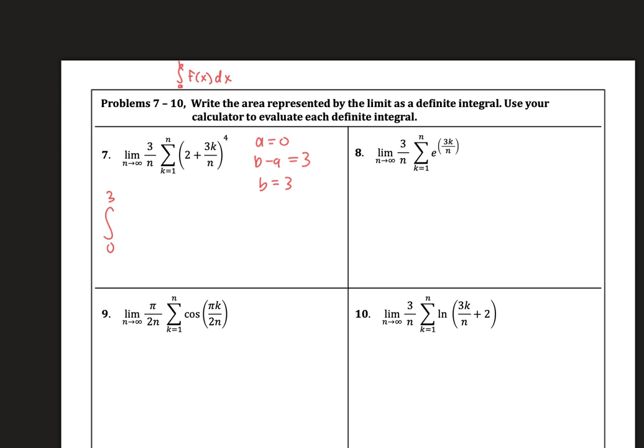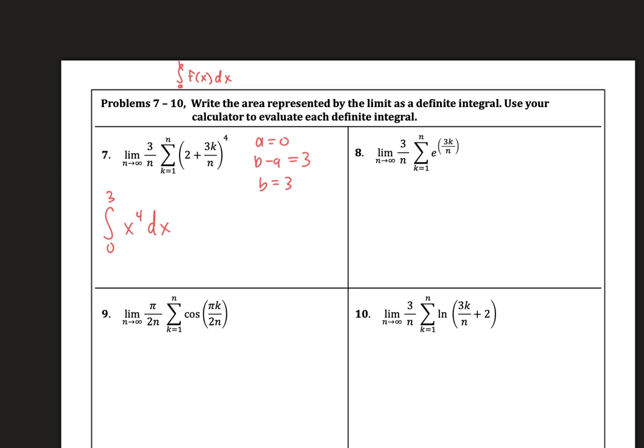And now, just like in the previous ones where you substituted a plus b minus a times k over n for x, now you'll go the other way. Wherever you see a plus b minus a times k over n, replace that with an x. And so that's just x to the 4th. And then put a dx.